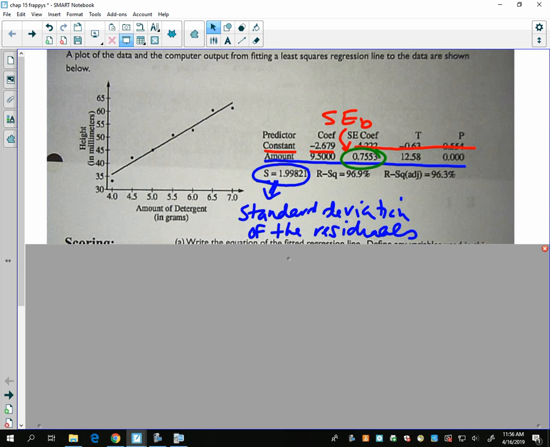An amount of dish detergent was assigned at random to each pan, and that amount of detergent was added to the pan. Then the water in the dish pan was agitated for a set amount of time, and the height of the resulting suds was measured. So a plot of the data in the computer output from fitting a least squared regression line to the data are shown below. Okay, so this would make sense that as you increase the amount of detergent used, your sud height should get bigger.